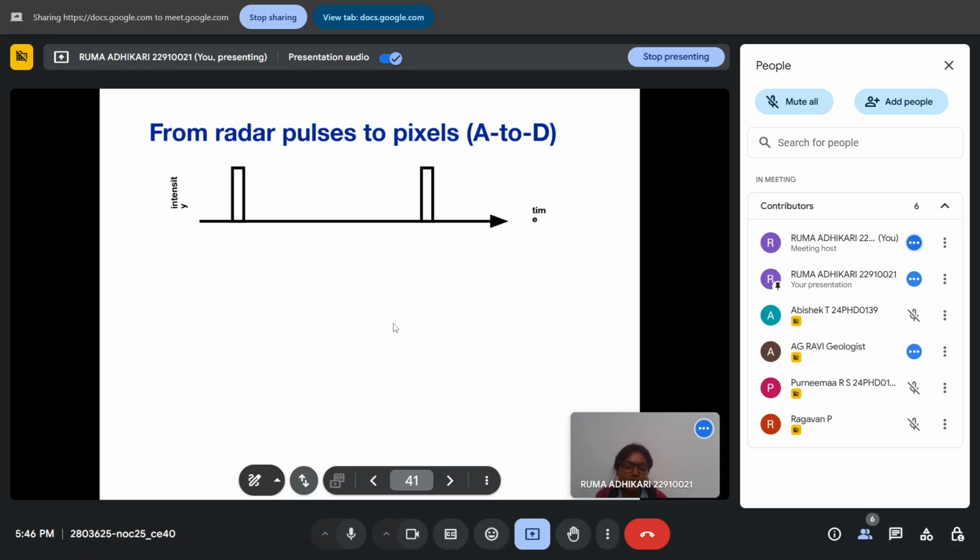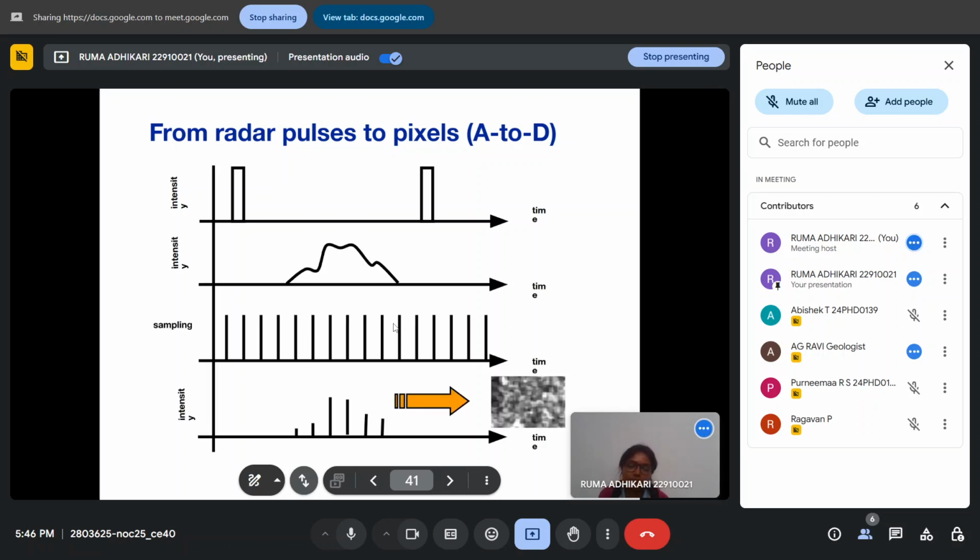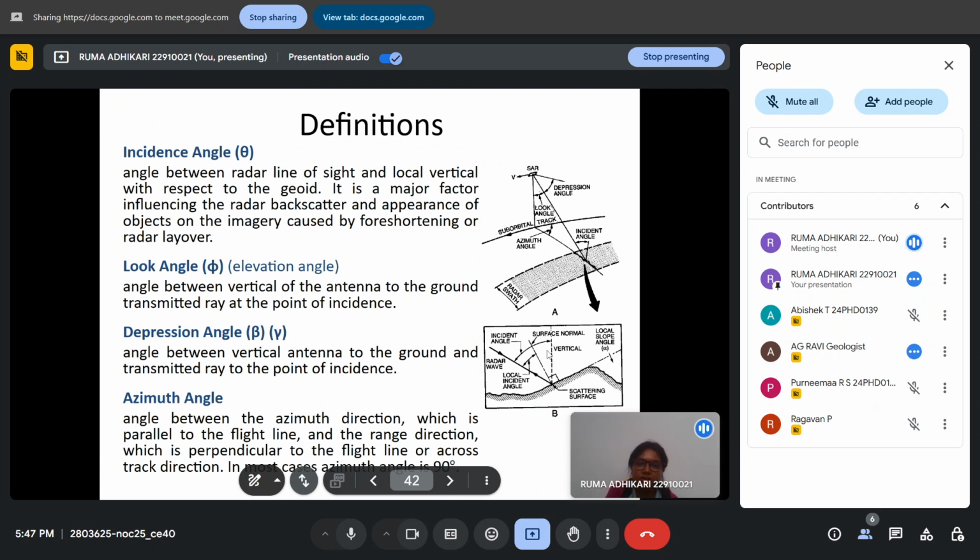when we are using one real aperture, or real antenna length. So how does it work, how does the image get formed, pulse to pixel? First we get this intensity, then we unwrap the total phase, the wave, then sampling, then we get some type of intensity and power, we will come to that. Again, incidence angle, look angle, depression angle, these.